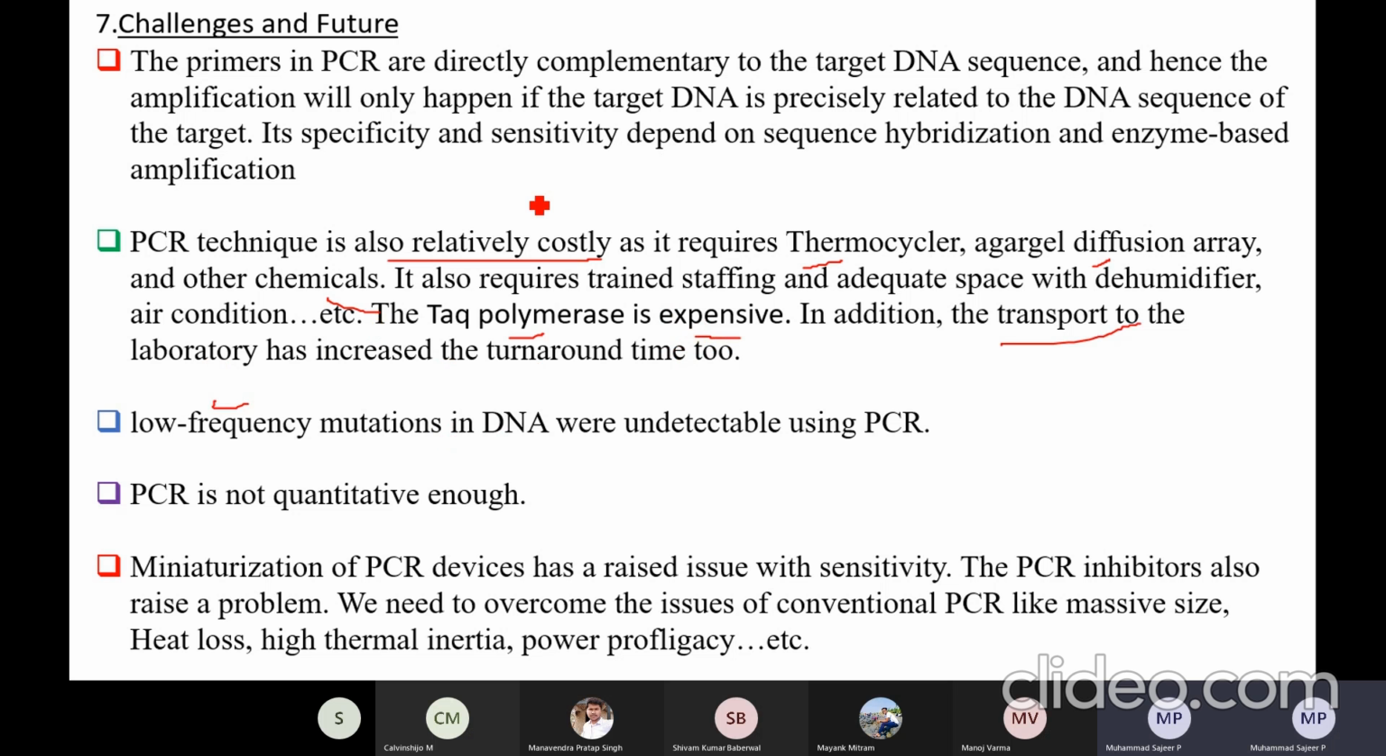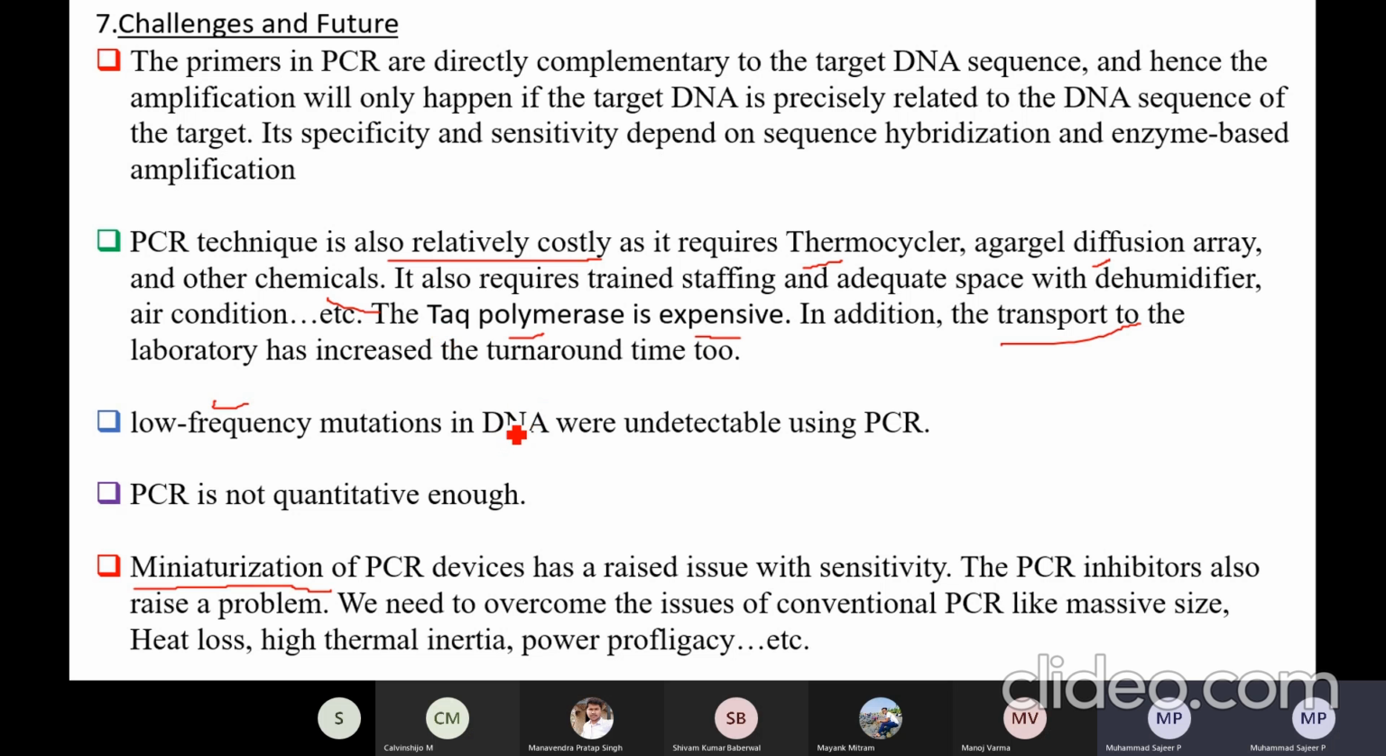As I said, in the future we want to miniaturize the PCR devices. Instead of a lab setup where there is a big thermocycler sitting there and some trained staff doing all this stuff, and it takes a lot of time, money and effort, we are trying to make PCR machines, I mean detection methods using PCR, which are very small.